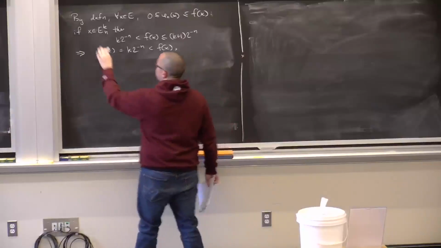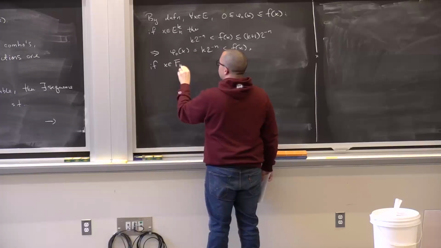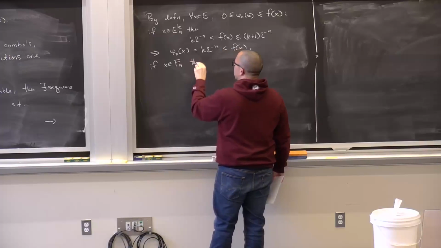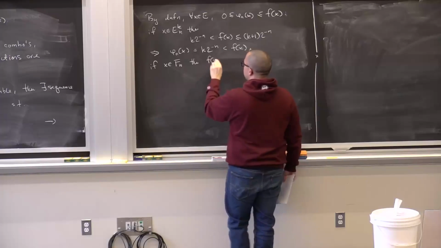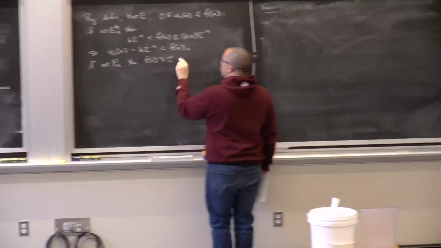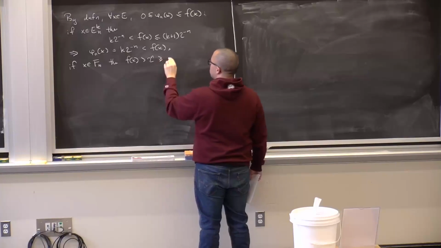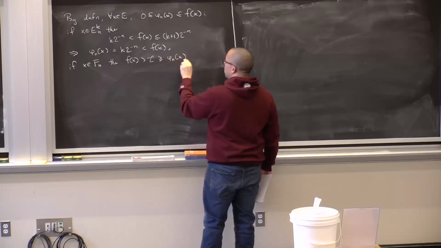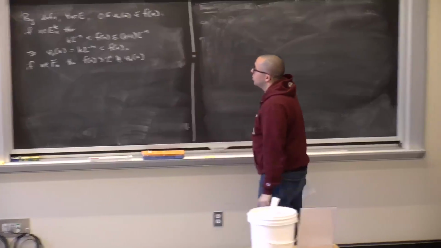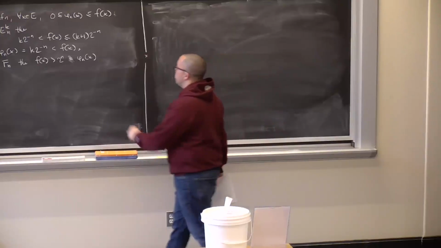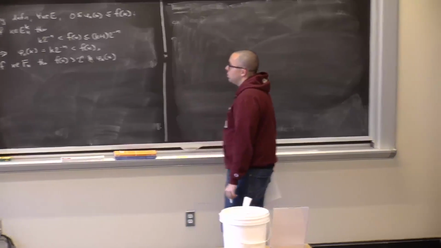So that's for x in E_kn. And if x is in F sub n, that means f of x is greater than 2 to the n, which is always bigger than or equal to phi n of x. Well, actually this is equal to phi n of x. So we always have that the phi n's are non-negative, and they always sit below f of x.